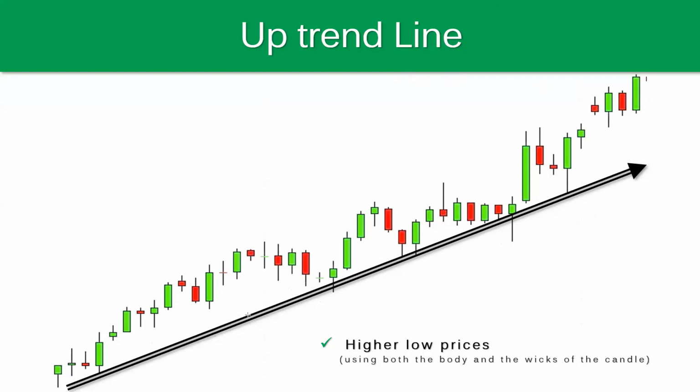Well, I will incorporate both. I'll incorporate between the wicks. I'll incorporate between the lower parts of the candles. And I'll use both the body, which is the bottom of the candle, and the wicks. And where most of the activity takes place within the uptrend, that is where I will draw it.